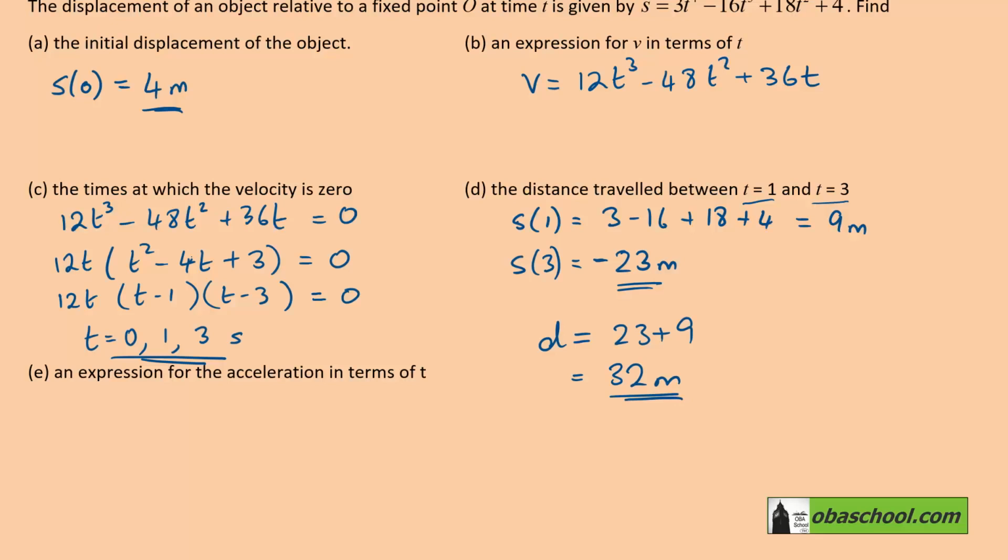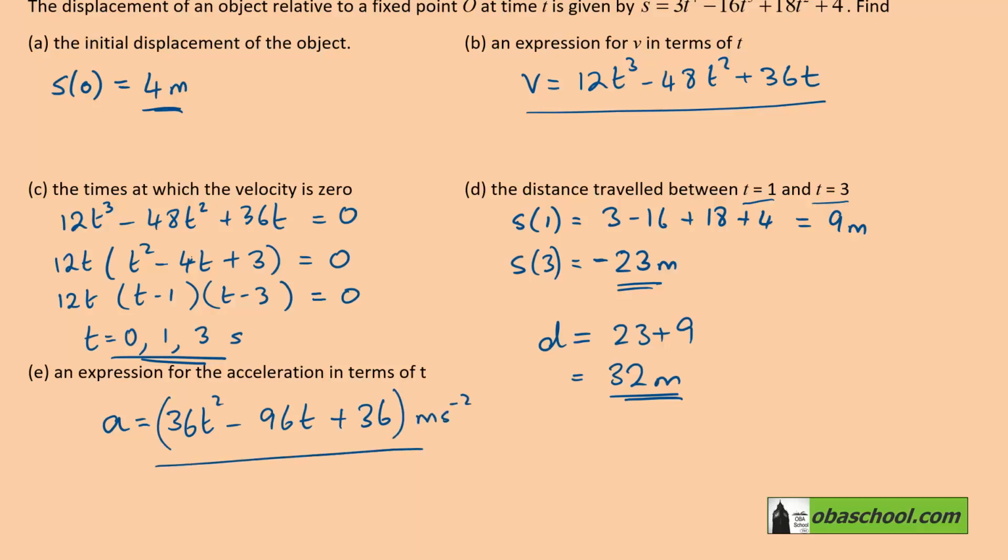Find an expression for the acceleration in terms of t. The acceleration we get from differentiating the velocity, so that's going to be 36t^2 - 96t + 36. We should really use units here, so this is in meters per second squared, and of course the velocity up here is in meters per second.